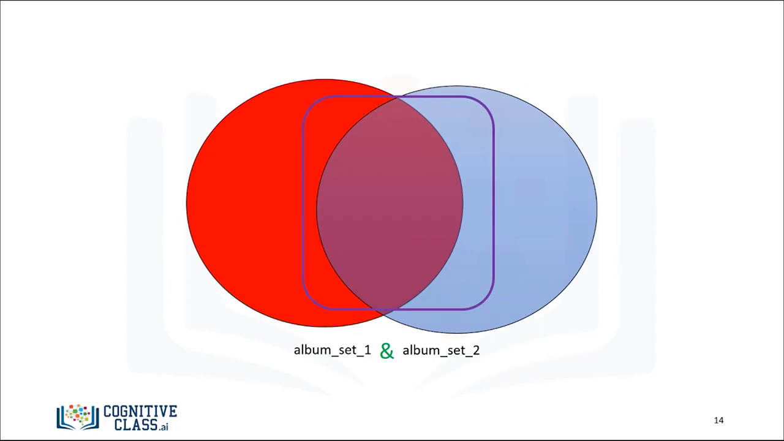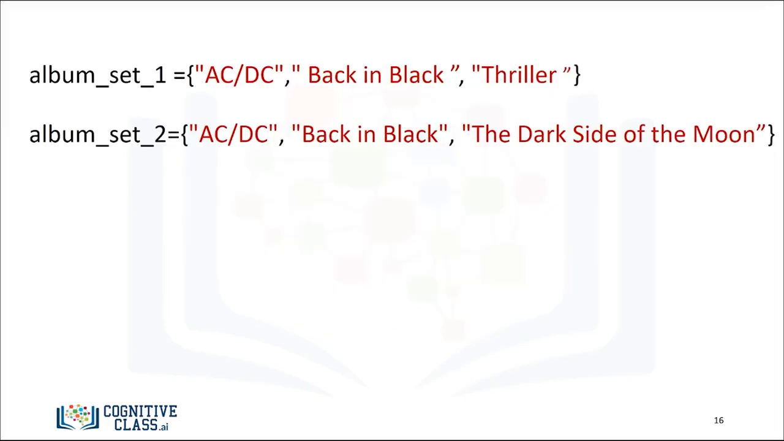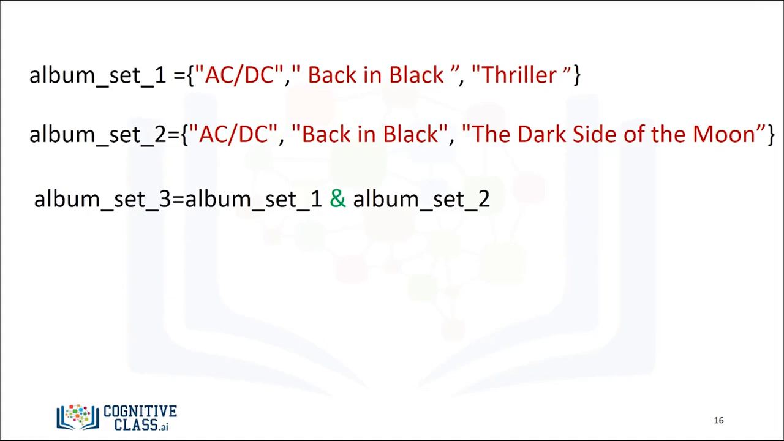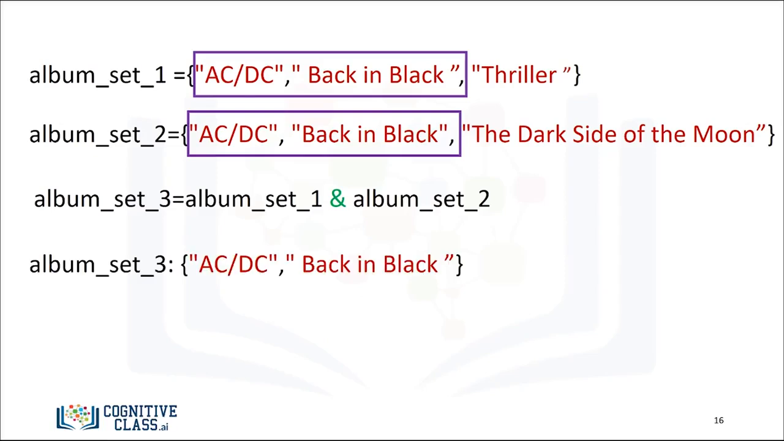In Python, we use an ampersand to find the intersection of two sets. If we overlay the values of the set over the circle, placing the common elements in the overlapping area, we see the correspondence. After applying the intersection operation, all the items that are not in both sets disappear. In Python, we simply just place the ampersand between the two sets. We see that both ACDC and Back in Black are in both sets. The result is a new set album set 3, containing all the elements in both album set 1 and album set 2.